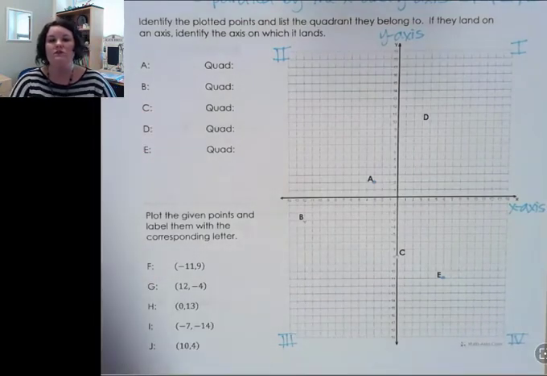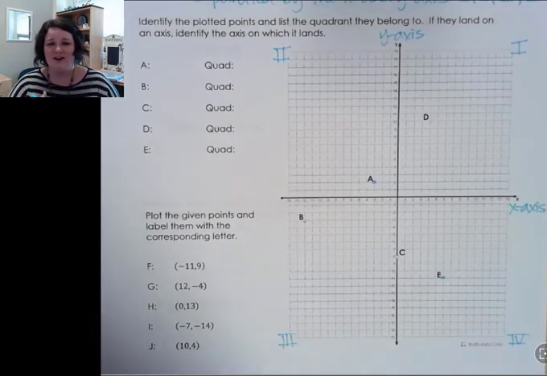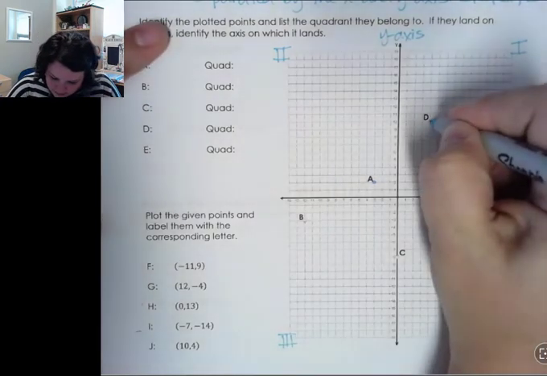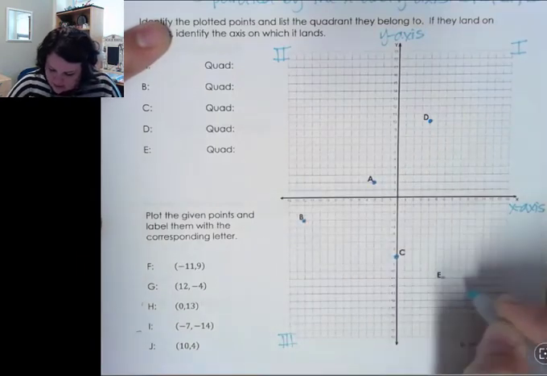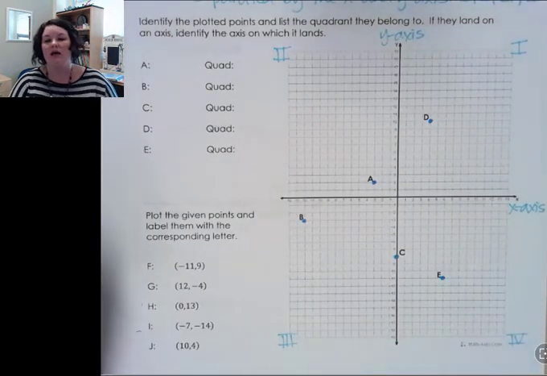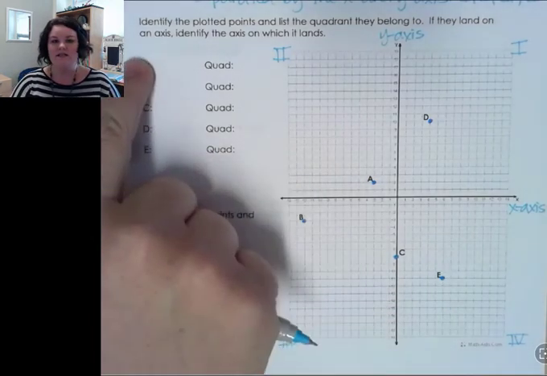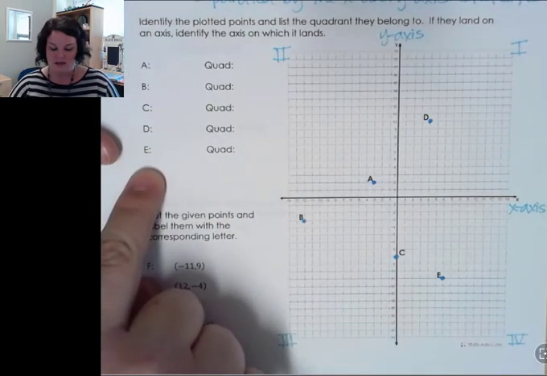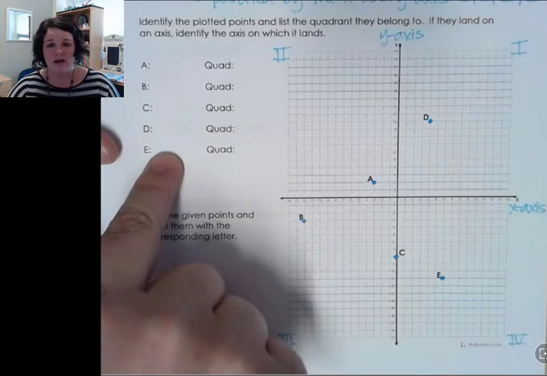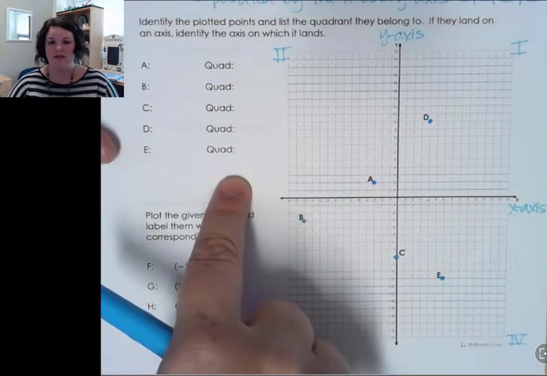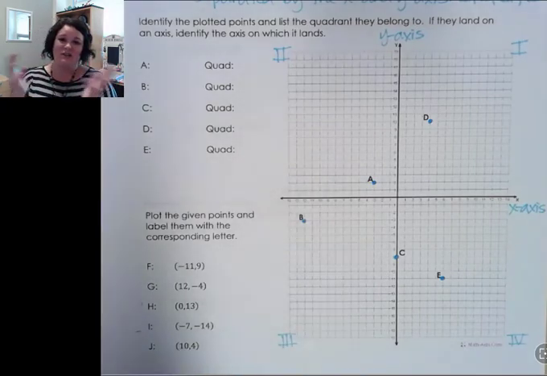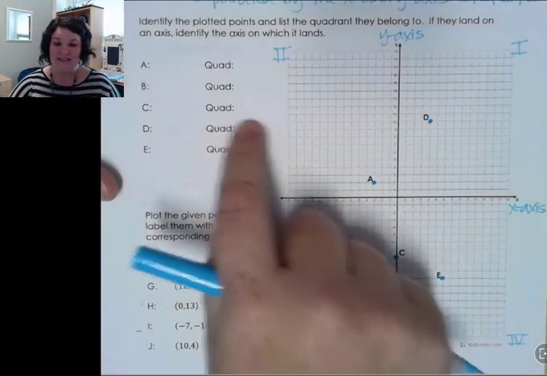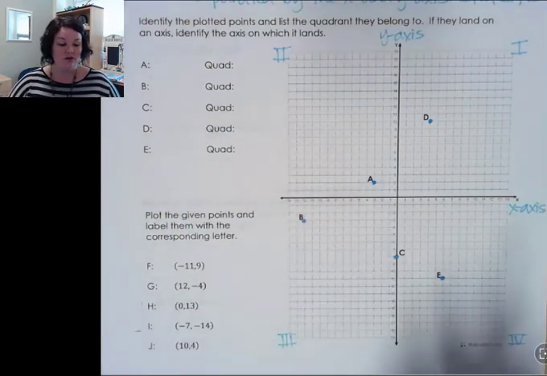What I want to do is refresh on graphing, and I'm sorry, my paper did not print very well, so hopefully you can see your dots and lines better than I can see them on mine. I want to take these plotted points A through E, write the corresponding ordered pair, and then list what quadrant they're in. If a point happens to land on an axis, then it's between 2 quadrants, so we'll just list the axis that it's on. I'll do the first one, and then I'll let y'all pause the video and do the others.